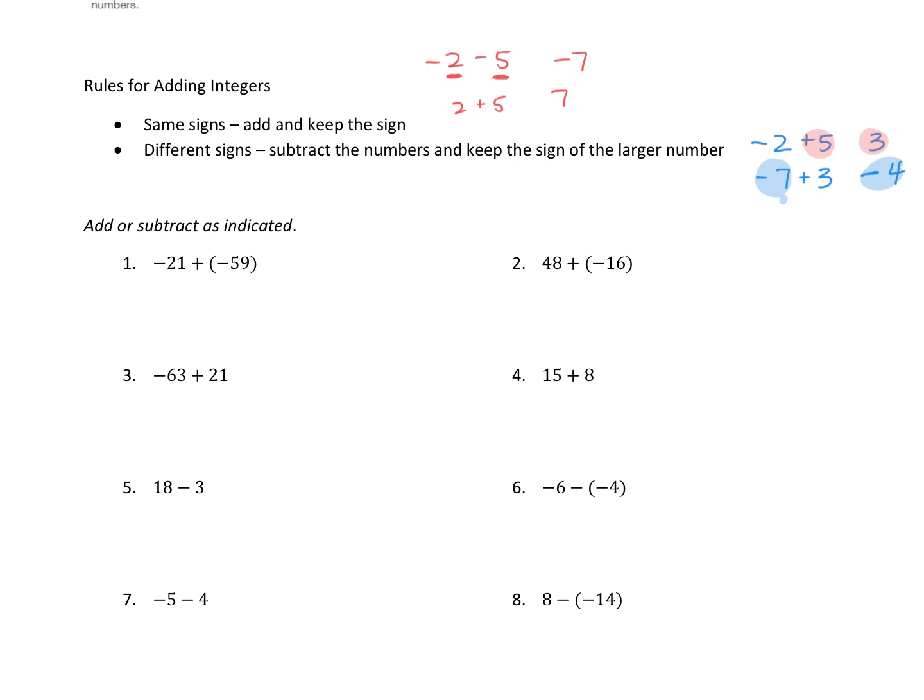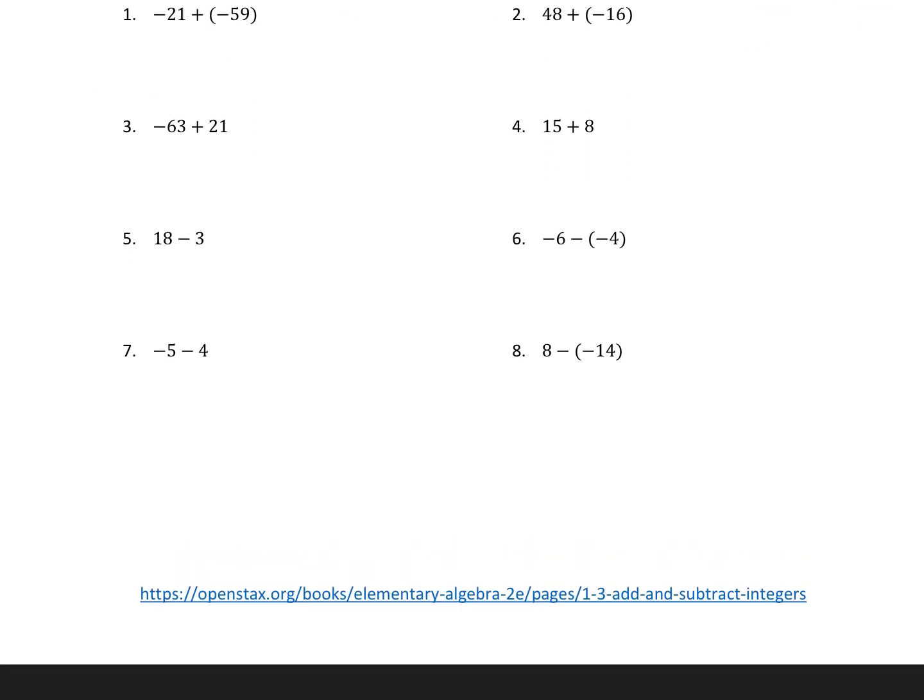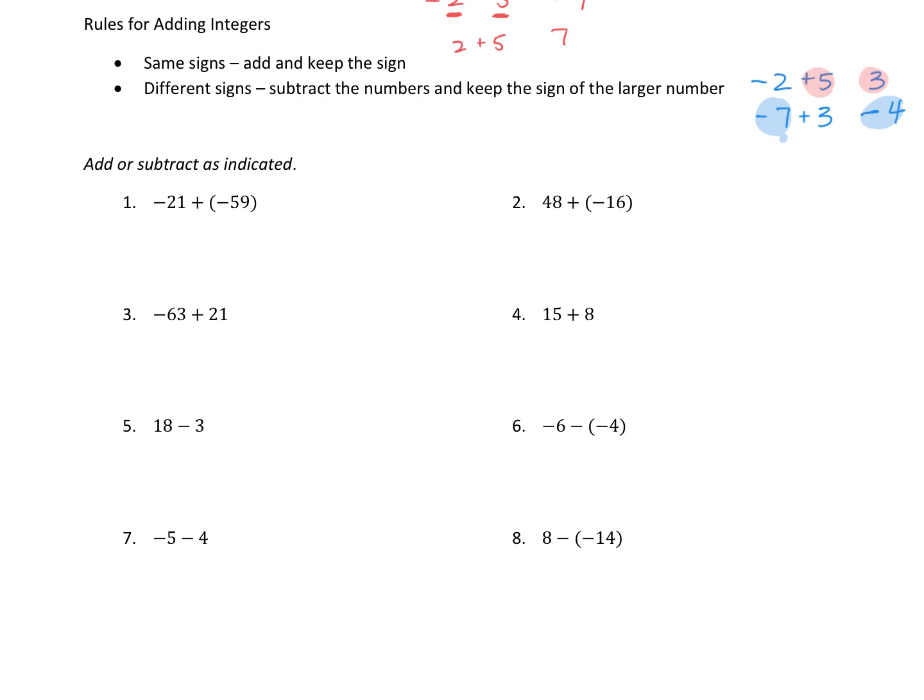Okay, so let's look at some examples. It looks like we have 8 examples. So number 1, we have -21 plus a -59. So if I'm adding these, I can see that I have a -21, and I want to add that to -59. So both of these numbers are negative. So since they're the same sign, I'm going to add them and keep the sign that they both have. So 21 plus 59 is 80. And since they're both negative, it's going to stay negative. So -80.